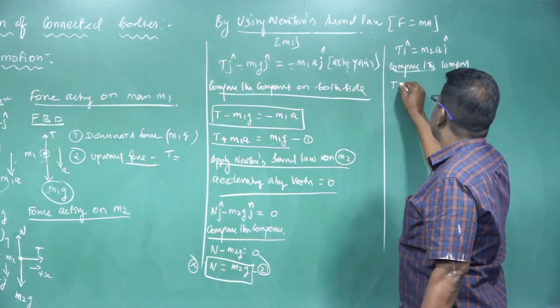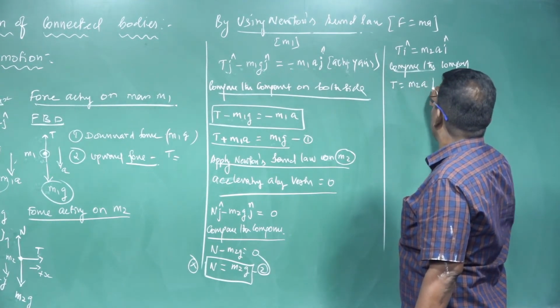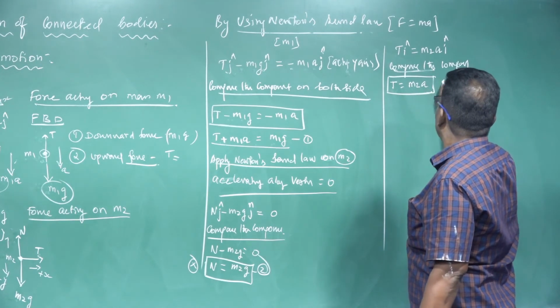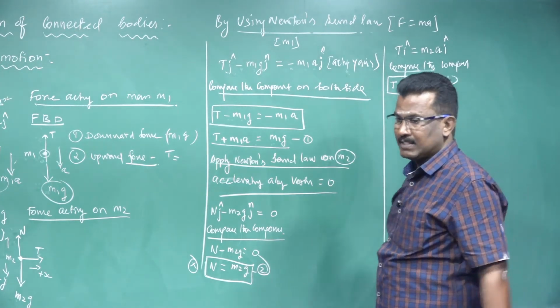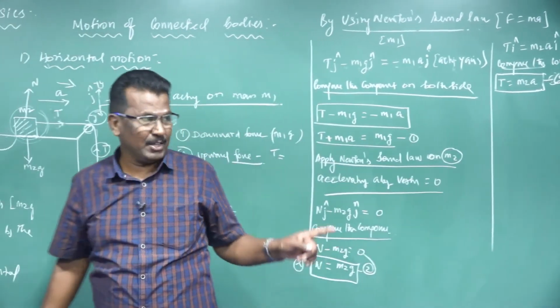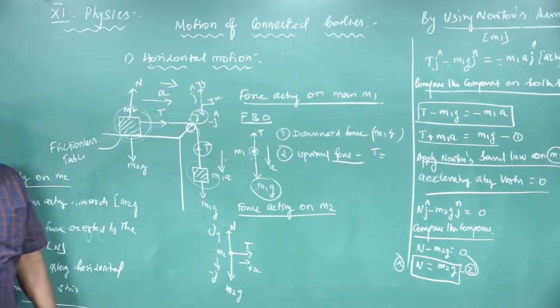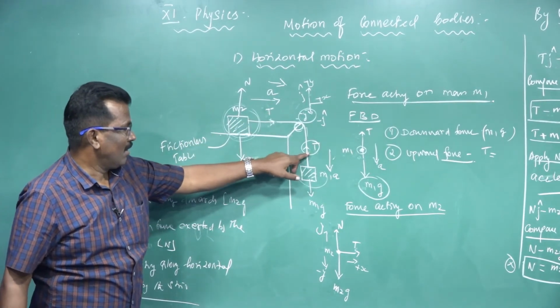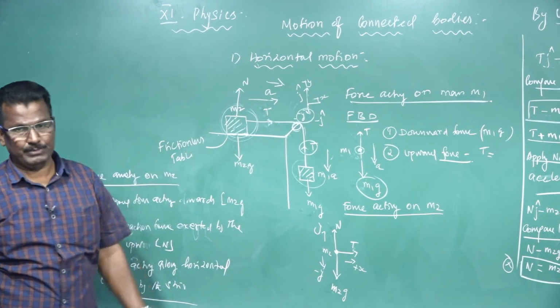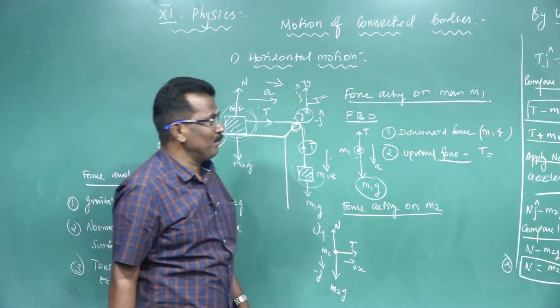Component T is equal to m2a. It is equation number 3. By applying those equations, now we are going to calculate the tension produced on the string as well as the acceleration. So T is equal to m2a.